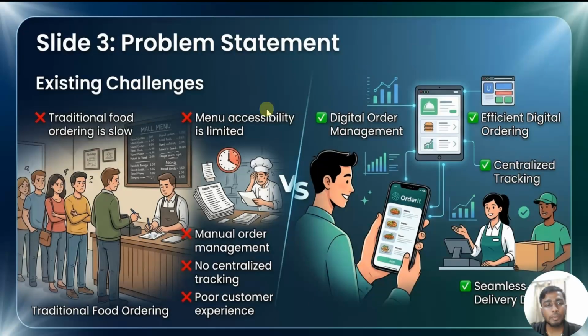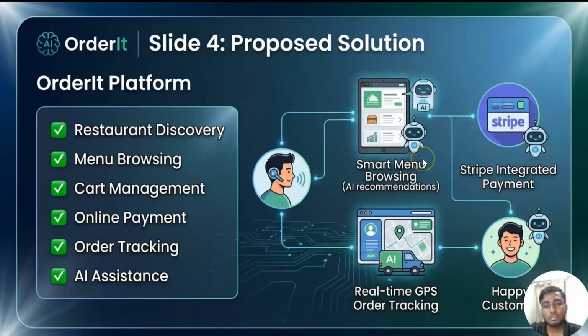Coming to the problem statement, there are exciting challenges. Traditional food ordering is slow, and we have to wait in the queue with so many lines and so much rush. The menu card is limited, menu accessibility is limited, there is manual order management, no centralized tracking, and poor customer service, and it consumes more time. So we decided to create a user-friendly platform with digital order management, efficient digital ordering, centralized tracking, and seamless delivery tracking. We can track the food in real time by GPS.